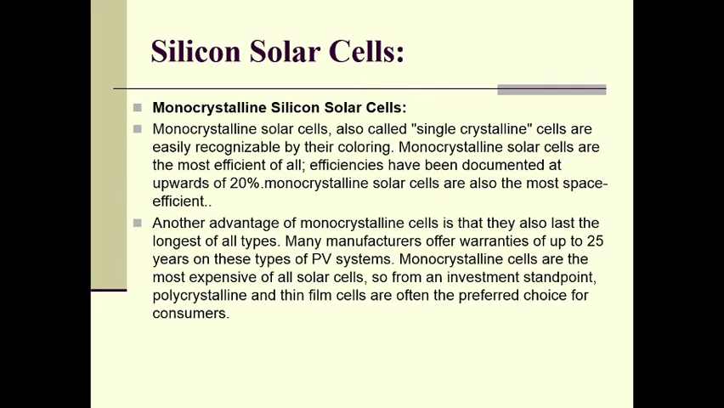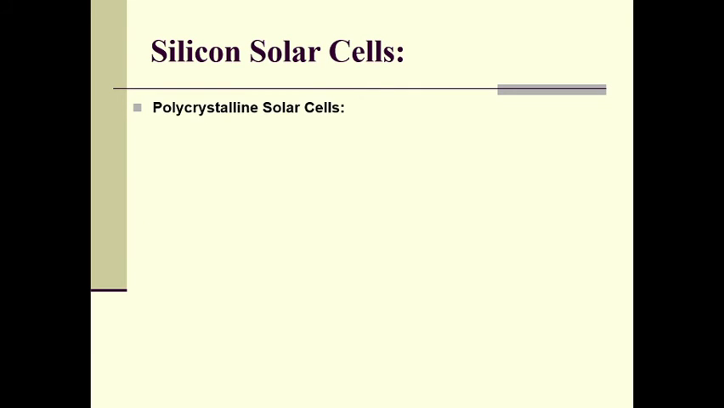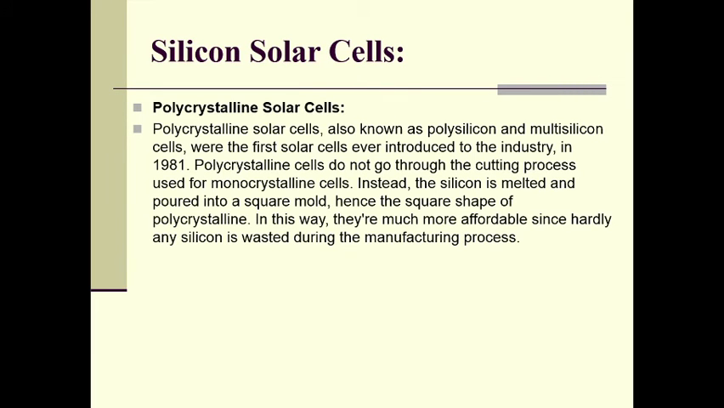We use polycrystalline solar cells. Polycrystalline solar cells, also known as polysilicon or multi-silicon cells, were the first solar cells ever introduced to the industry, in 1981. Polycrystalline cells do not go through the cutting process used for monocrystalline cells. Instead, the silicon is melted and poured into a square mold, hence the square shape of the polycrystalline. In this way, they are much more affordable since hardly any silicon is wasted during the manufacturing process, right?